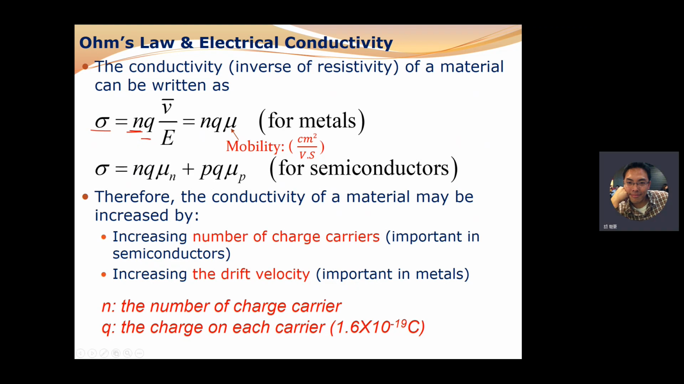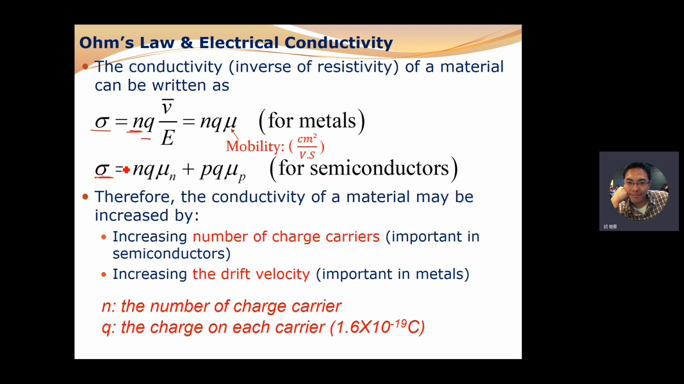Okay, charge on each carrier, and the unit of charge is coulomb, C. And the mu is the mobility of charge carriers. For an electron, each charge carrier has 1.6 times 10 to the minus 19 coulomb. This is for metal.